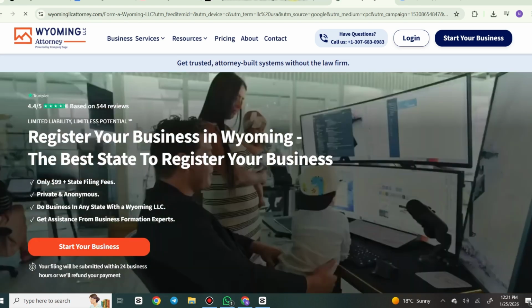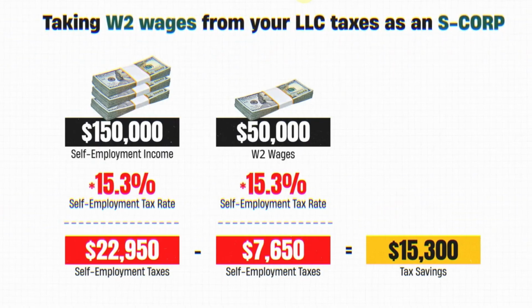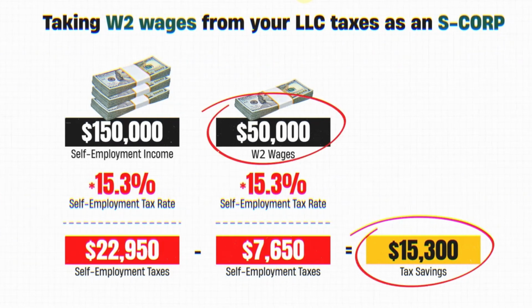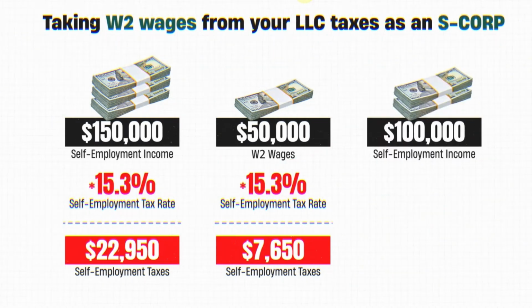This alone can save thousands of dollars in taxes. For example, in the earlier example, more than $15,000 in taxes were saved by paying a $50,000 W-2 salary, leaving $100,000 in profits that were not subject to employment or payroll taxes.